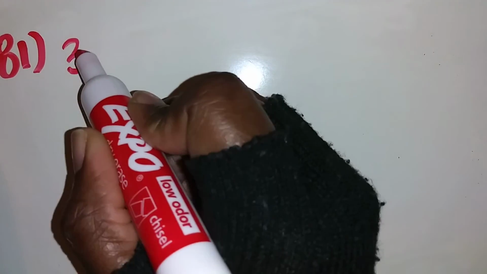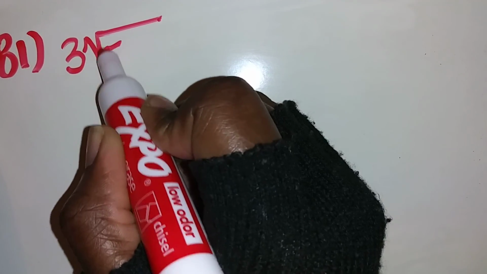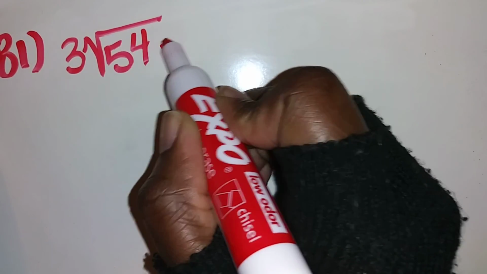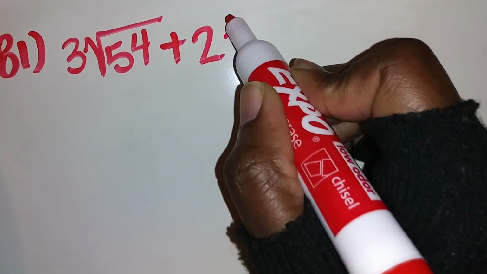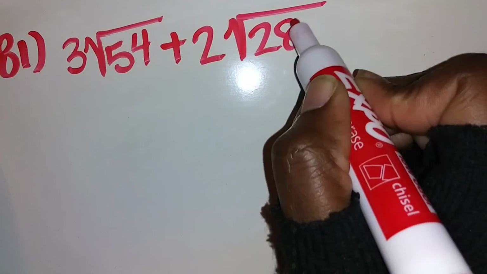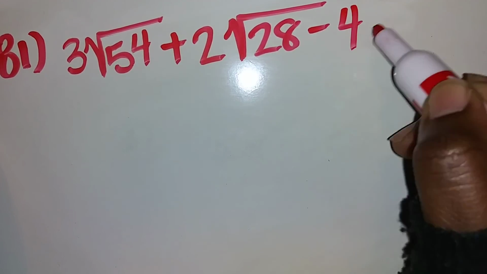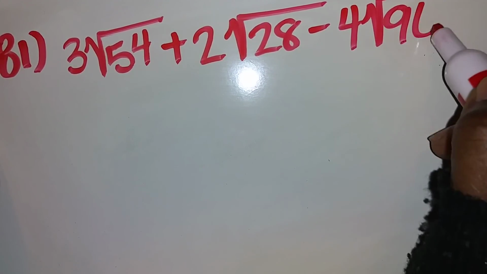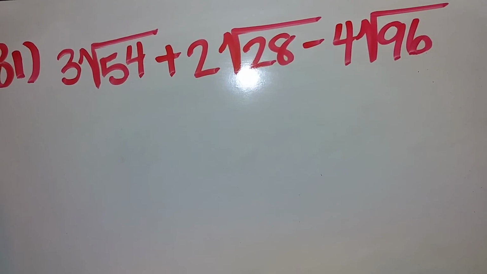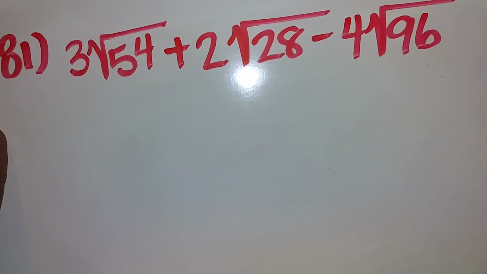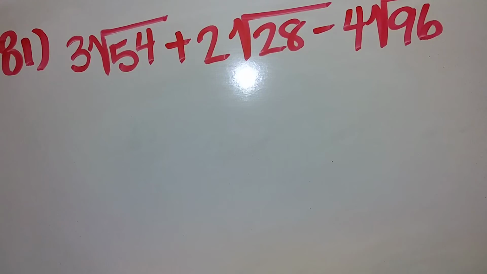Look at number 81. So 81, I have 3 times the square root of 54 plus 2 times the square root of 28 minus 4 times the square root of 96. Again, do a factor tree or apply those mental math skills to figure out what works.